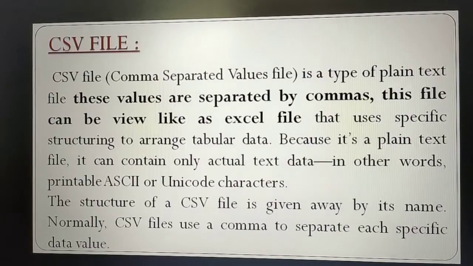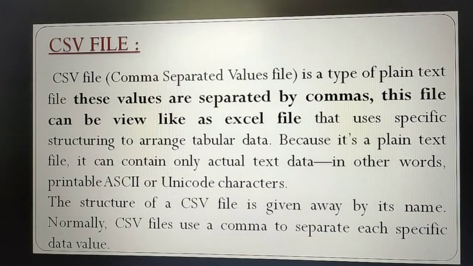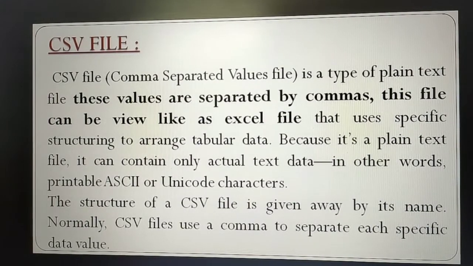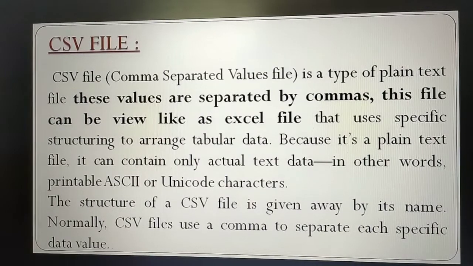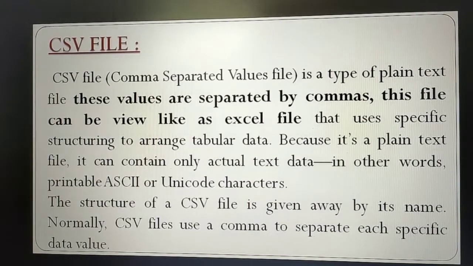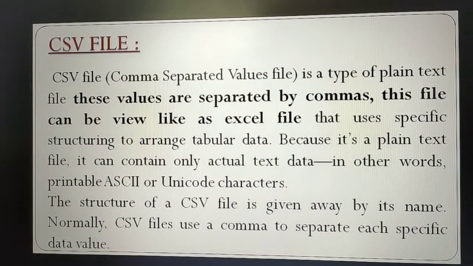Now what is a CSV file? A CSV file, a comma separated value file, is a type of plain text file. The values are separated by commas. This file can be viewed like an Excel file. Actually, it is similar to an Excel file. I will show you that it uses specific structuring to arrange tabular data, showing data in table form.